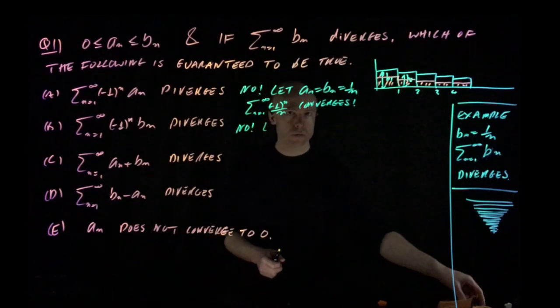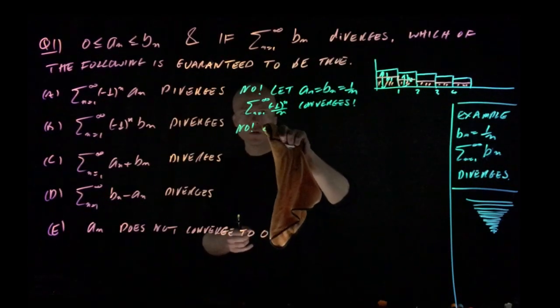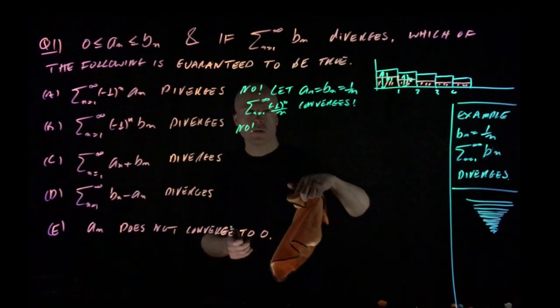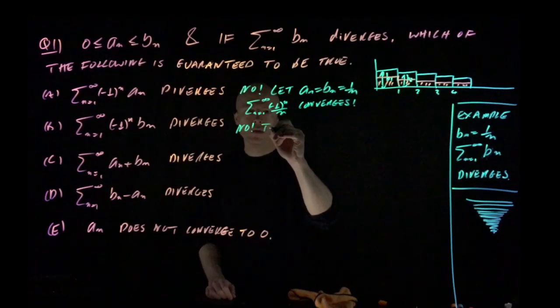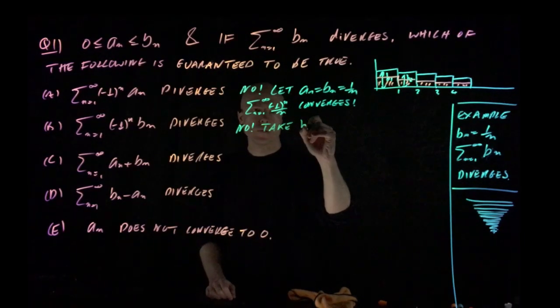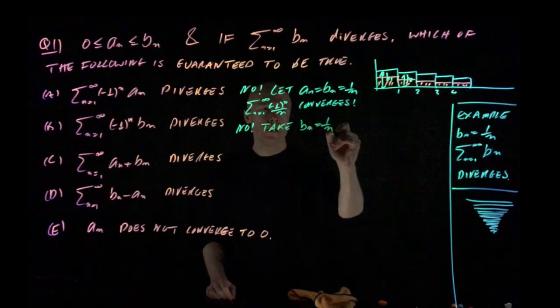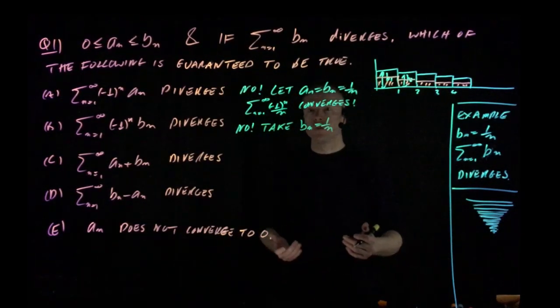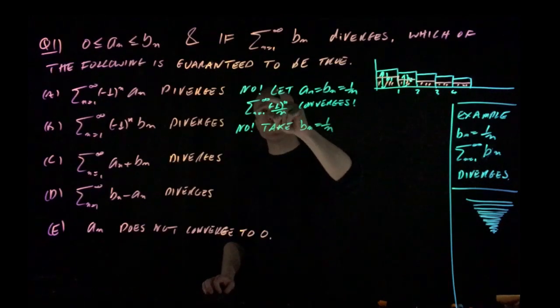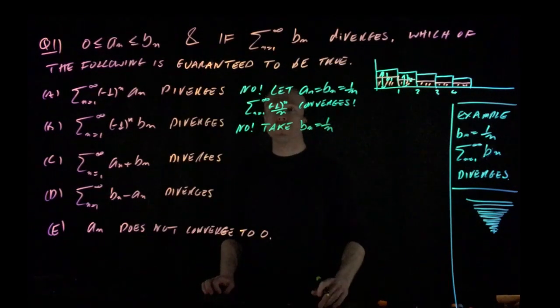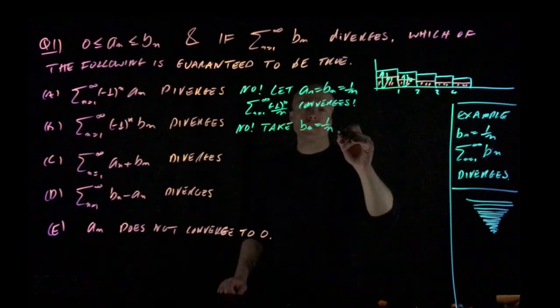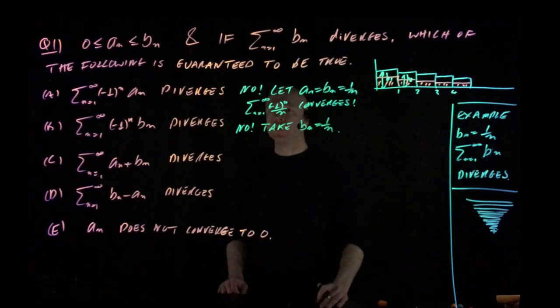So take Bn to be equal to 1 over n. It doesn't converge, but again, the sum from n equals 1 to infinity of (-1)^n over n does converge. And that's it. So that's definitely false.